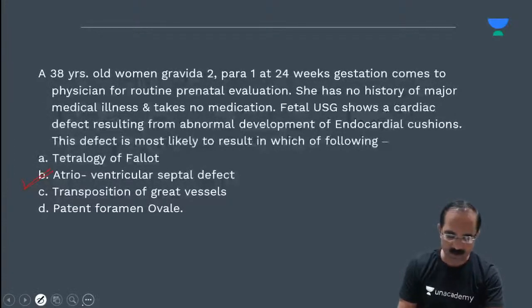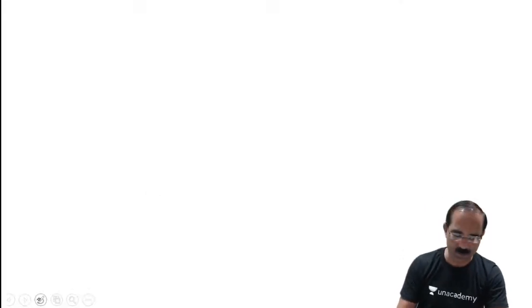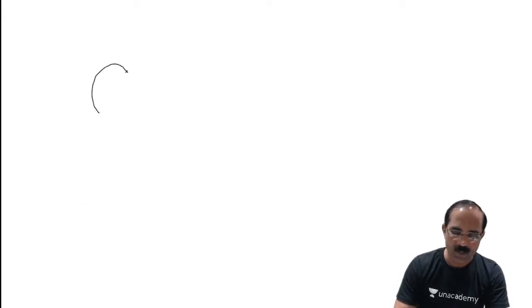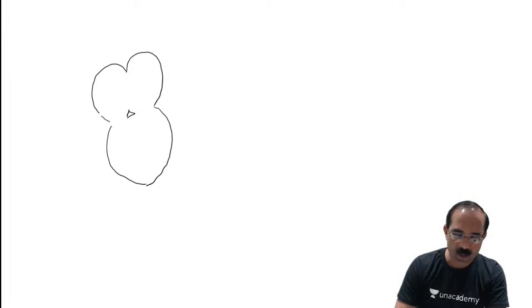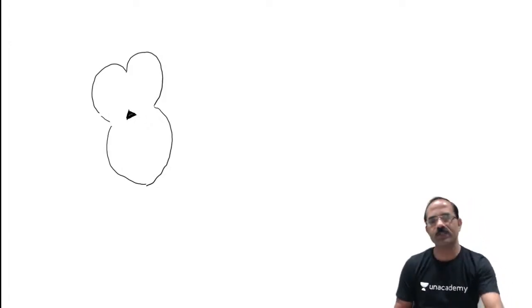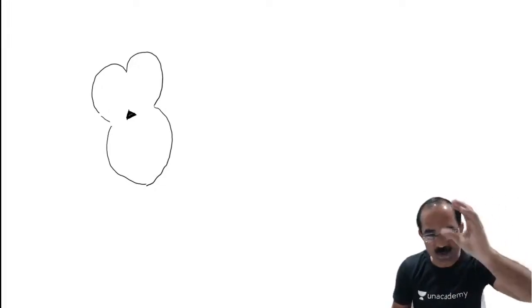Atrioventricular septal defects. Now understand this MCQ. This is another very important MCQ. Students, understand this. That's the atrium and that's the ventricle. What is this which is formed here? The first thing which is formed before the formation of the interatrial and the interventricular septum.